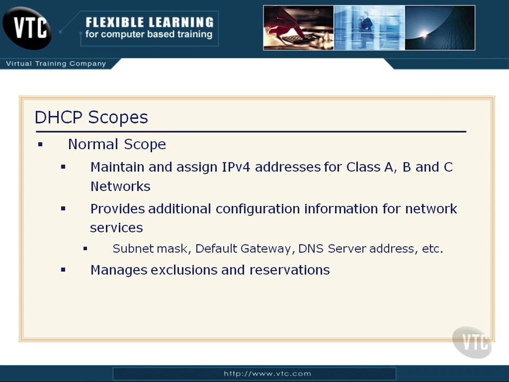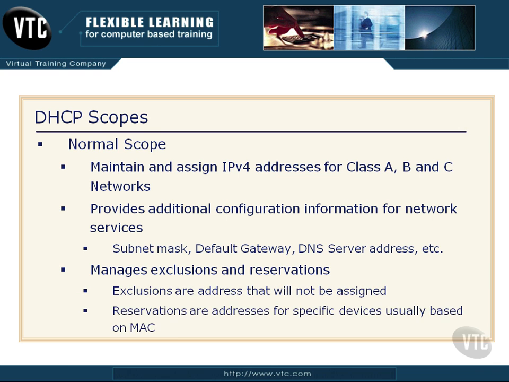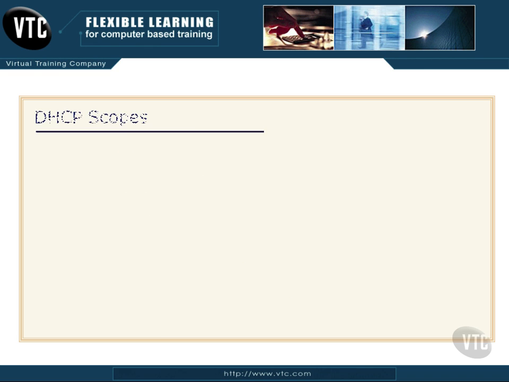And in the normal scope, we can also manage or offer exclusions and reservations. Now, exclusions are addresses that will not be assigned ever, and reservations are addresses for specific devices. And this is usually based on the MAC address, or just on the MAC, you'll hear it called, and that's the Media Access Control address that's hardwired into every network interface card.